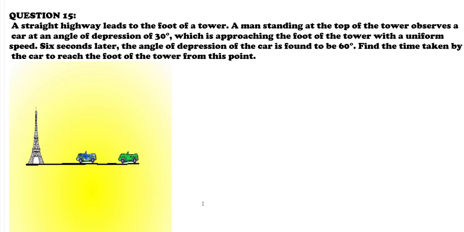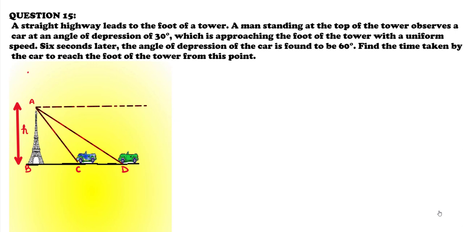A man standing at the top of the tower observes a car at an angle of depression of 30 degrees approaching the foot of the tower with a uniform speed. 6 seconds later, the angle of depression of the car is found to be 60 degrees. Find the time taken by the car to reach the foot of the tower from this point.